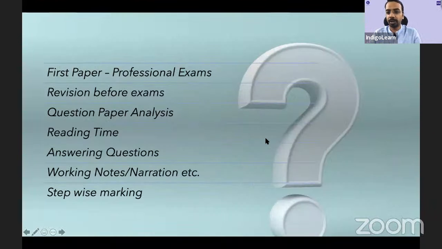A few things before we jump into the actual subject of non-profit organization. I would like to cover a few aspects, especially because this is your first professional examination. So far you have written your school exams, 10th boards, 12th boards. When you wrote the 10th board, that was also the first time. Now for a professional exam, this is the first time.